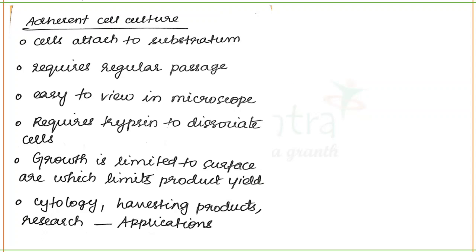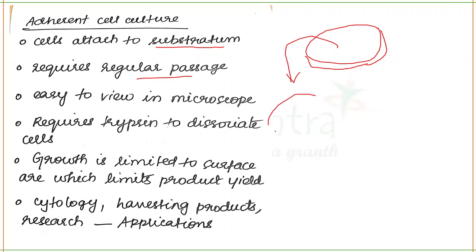Okay, so what is adherent cell culture? Adherent cell culture means the cells are attached to the substratum. Substratum is your culture vessel. Regular passages are required for adherent cells because they will grow in all of this region. After it grows to this region, it will stop growing, because they are contact dependent. If they feel there is so much crowding, they'll stop dividing. So you have to passage them regularly.